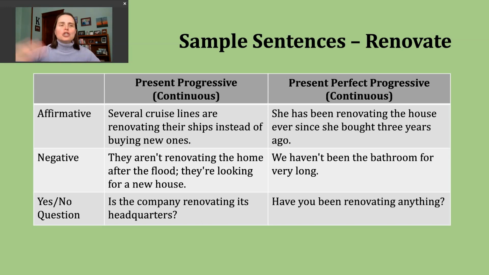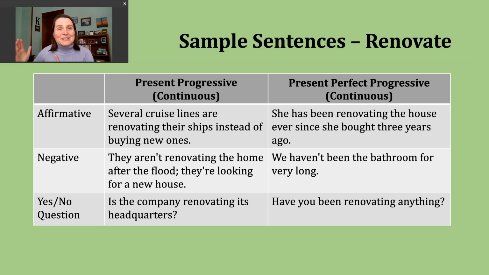They've decided maybe it's too expensive to buy brand new ships. We're going to make improvements, maybe to things that are kind of old or look bad. We're going to put new things or things that are in better condition in place of those old ones. So this sentence is describing something that is happening now. Now let's move on and talk about making negative present progressive sentences.